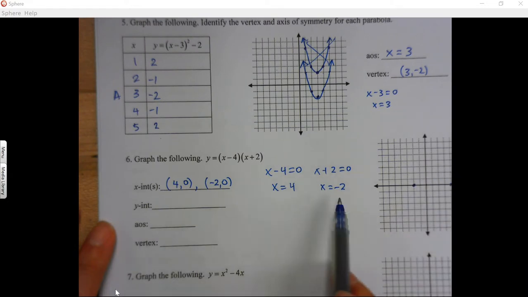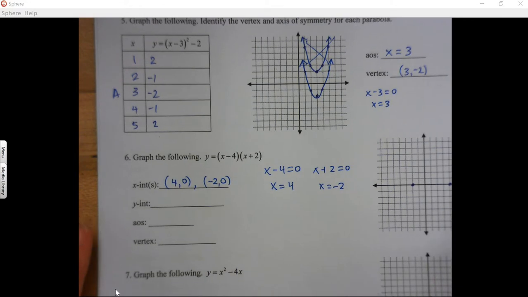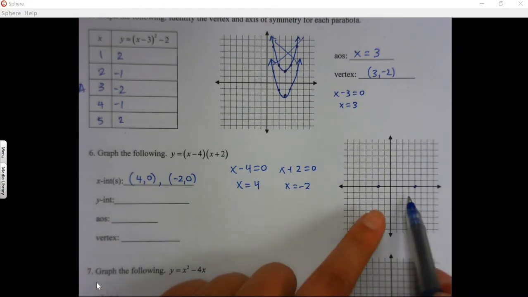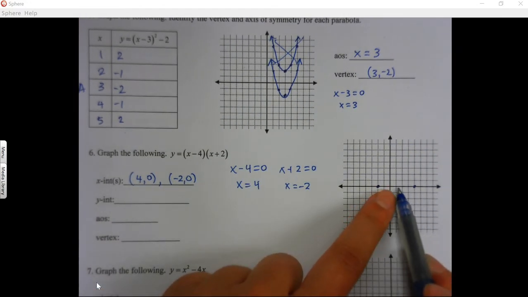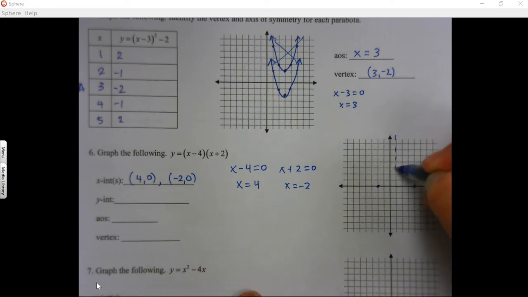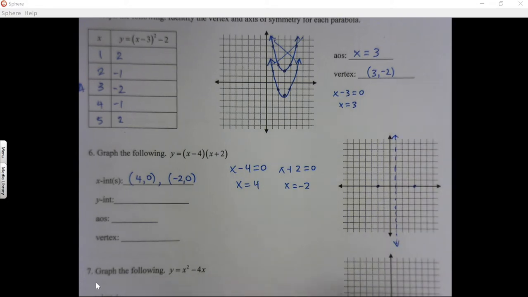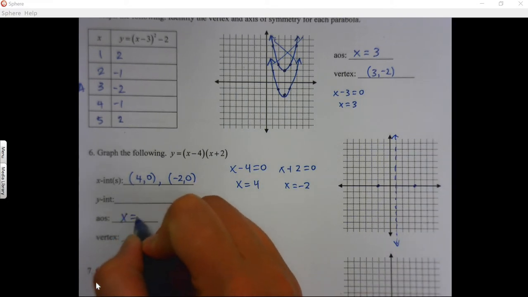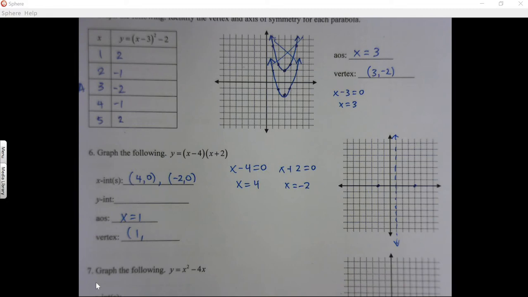I'm going to find the midpoint for my axis of symmetry. I'm going to count from both points to the middle, one in each direction. That puts our axis of symmetry right in the middle of those at x equals 1. That gives us a couple of things. That gives us our axis of symmetry is at 1, and the vertex value is also at 1.